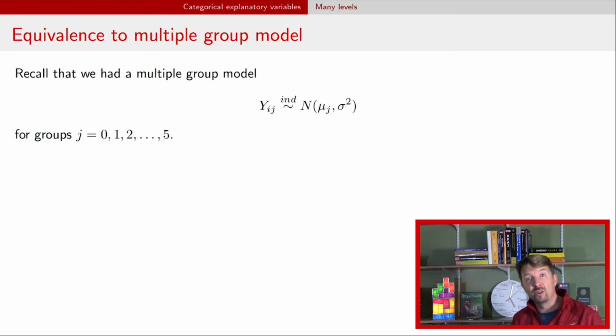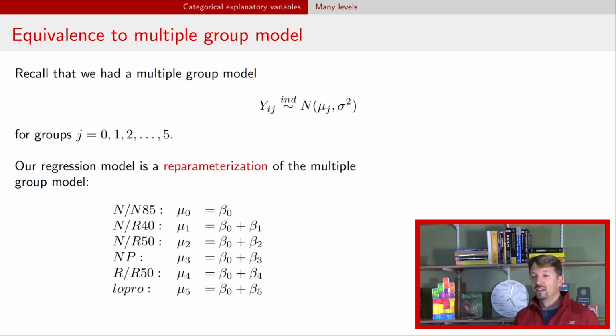Now, we had a video previously, hopefully linked to up here, where we talked about a multiple group model. So we had this scenario where we had different groups indicated by J. We had observations within the group indexed by I. All the groups were independent, normally distributed, but each group has a different mean, mu J, and then a constant variance from there. And now we can reparameterize that model into our regression model just by noting that the mean lifetime for the different groups from mu naught up to mu 5 are associated with beta naught, and then beta naught plus beta 1 or beta naught plus beta 2, or always beta naught plus another beta, the one that's associated with the dummy variable for that particular diet.